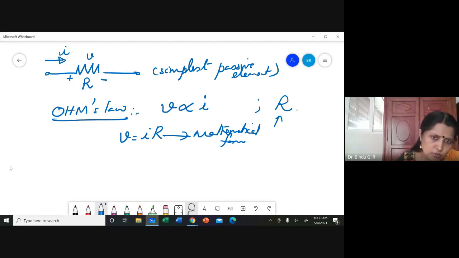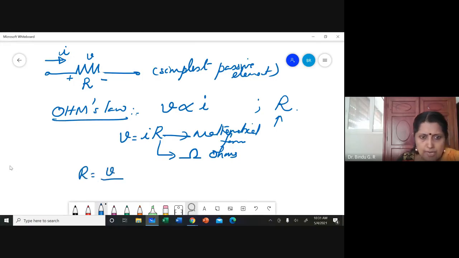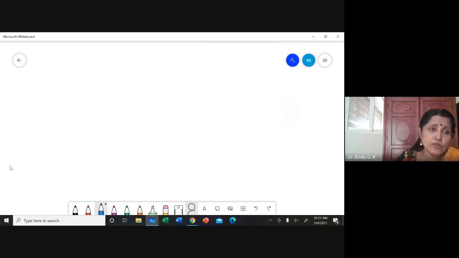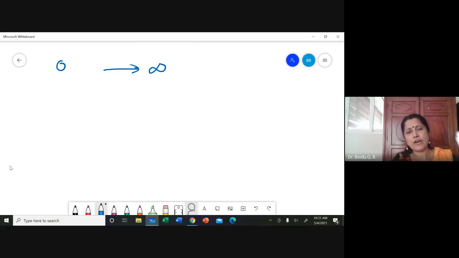And the unit of R is ohms. R is equal to V by I, that is, 1 ohm is equal to 1 volt per ampere. Now, since the value of R can take any value from 0 to infinity, we have to consider the two extreme possibilities of R. I have written the note just like that so that it will be easy for you.